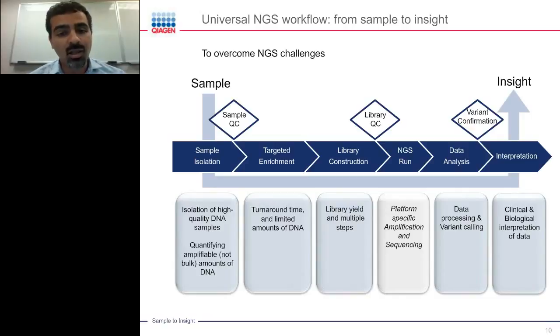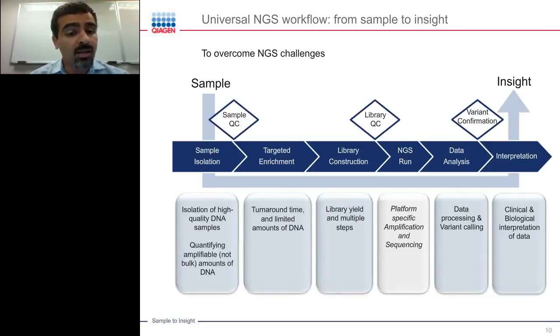So again, this is just a breakdown, a general overview of the workflow associated with almost any NGS run for targeted enrichment. Now, when it comes to challenges, there are a lot of challenges, as you can see here. For sample isolation, there's the challenge of isolating high-quality DNA samples. We know that DNA can come from many different types of samples. A lot of researchers use FFPE samples, and we know that the DNA quality of these samples is extremely low. You can end up with very highly fragmented DNA, and you can end up with very low amounts of DNA.